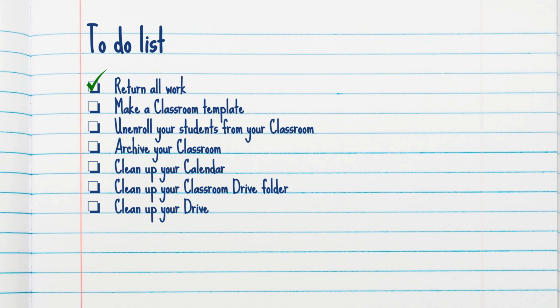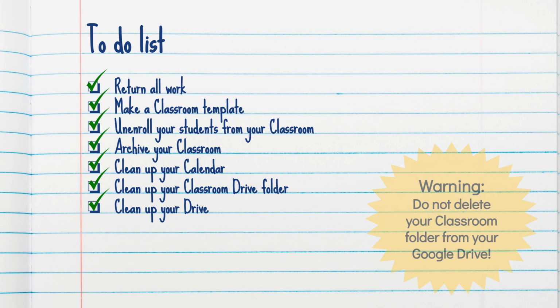So here's my to-do list. I have returned all my students' work. I have made a classroom template so I can just make a class really easily next semester. I've unenrolled all my students from my classroom so they can't get in anymore. I've archived it so it doesn't mess up my class page. I've cleaned up my calendar. I've cleaned up my classroom drive folder and then tidied up my Google Drive itself a little bit.